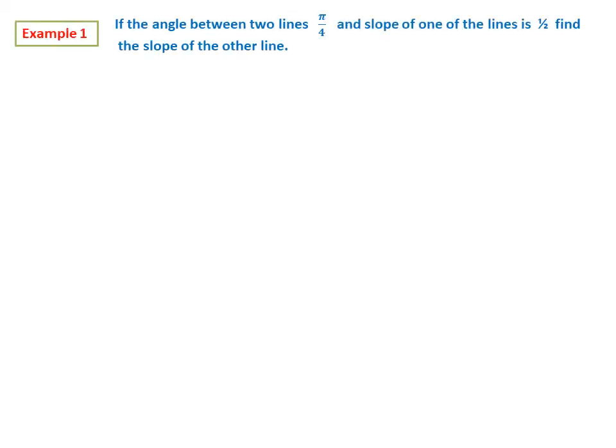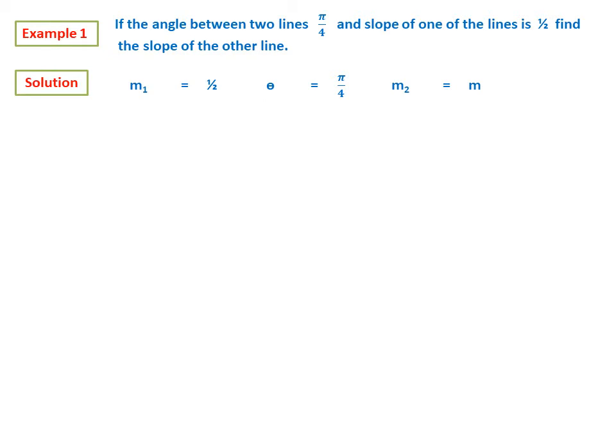Now let us take an example. If the angle between two lines is pi by 4 and the slope of one line is 1 by 2, find the slope of the other line. So what is given is m1 equal to 1 by 2, and theta is pi by 4, the angle between the lines. What is required is m2. Let us take m2 as m. So we have to calculate m.